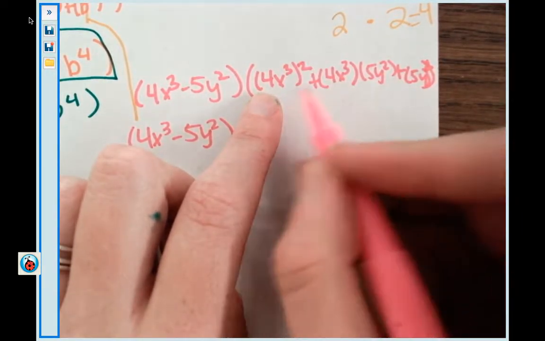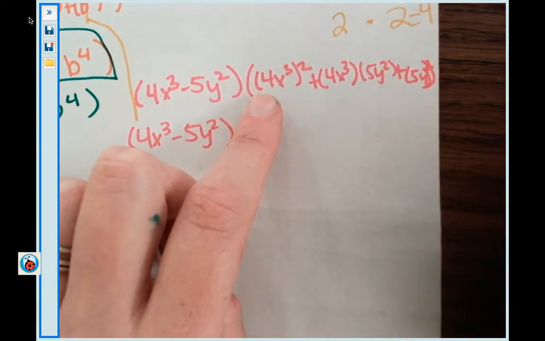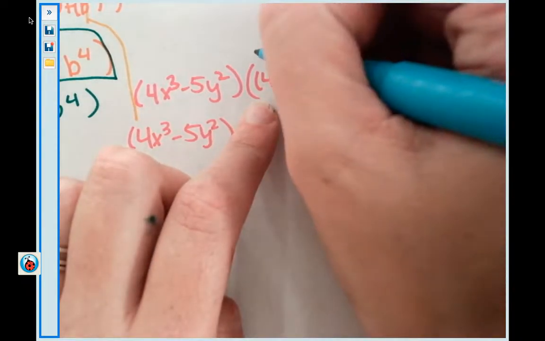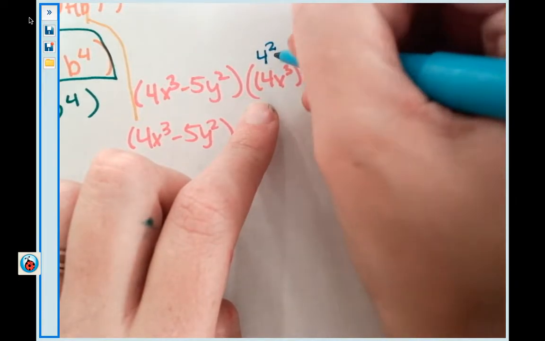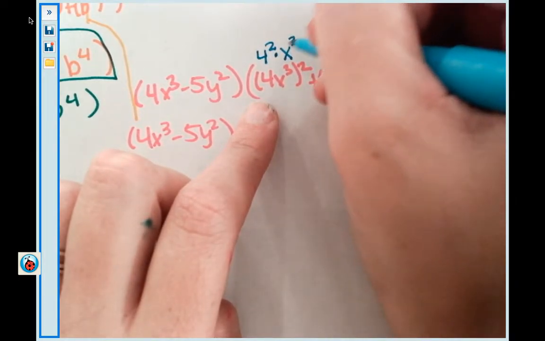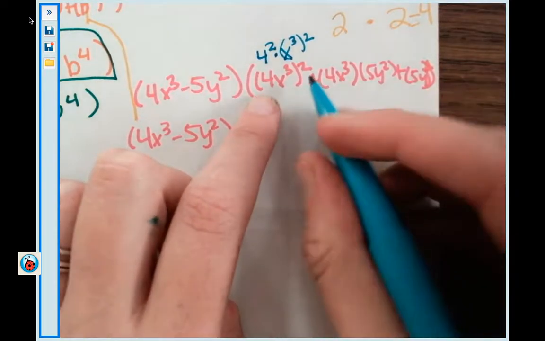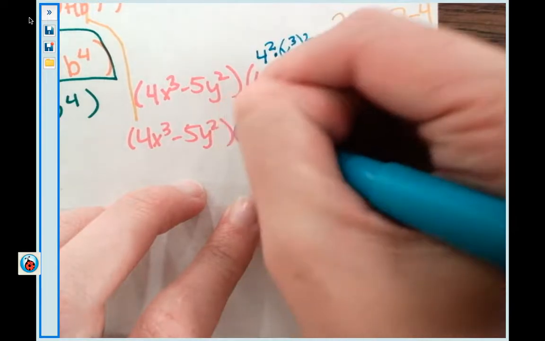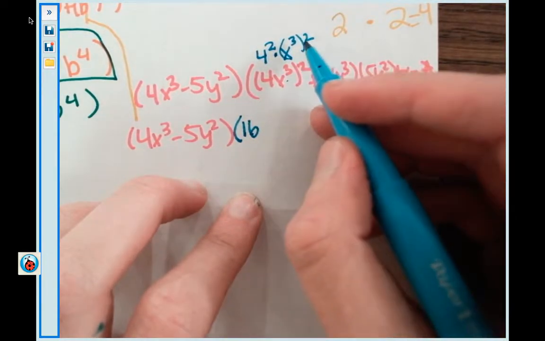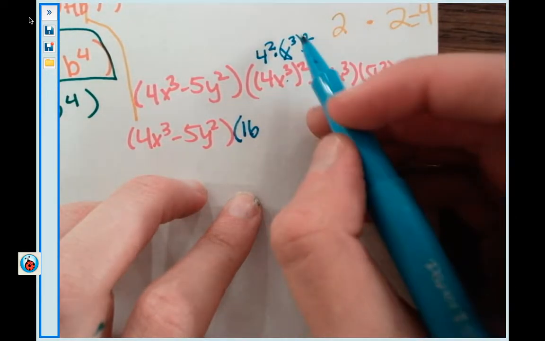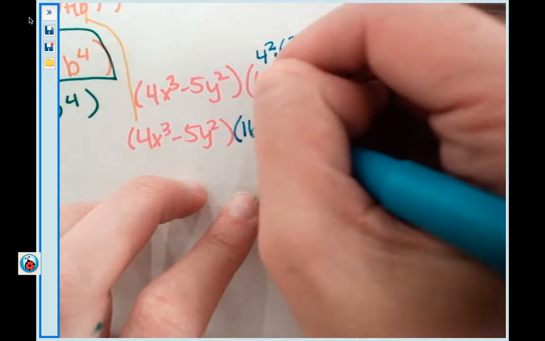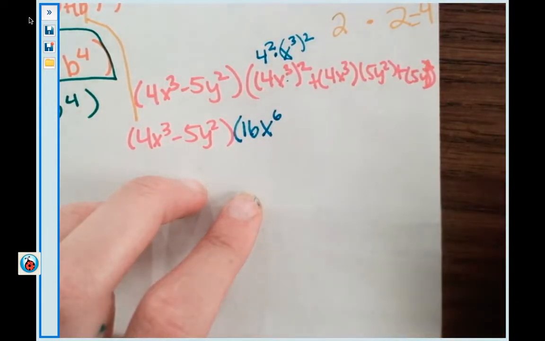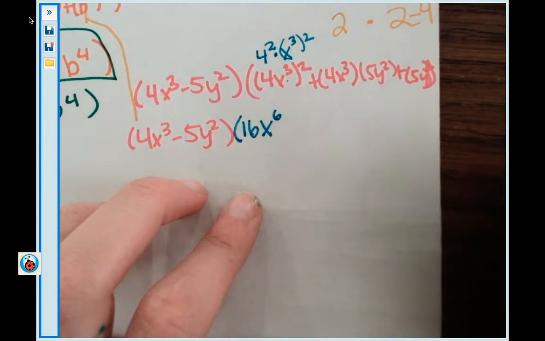So I have 4x to the 3rd minus 5y squared. All right, now when you have more than one thing raised to an exponent, this is the same as raising each piece to the exponent. So this is 4 squared times x to the 3rd squared. So I'm squaring each of these pieces, okay? So 4 squared is 16. All right, x to the 3rd squared, we multiply those exponents together. So 3 times 2 is 6. All right, so that first term is 16x to the 6th.